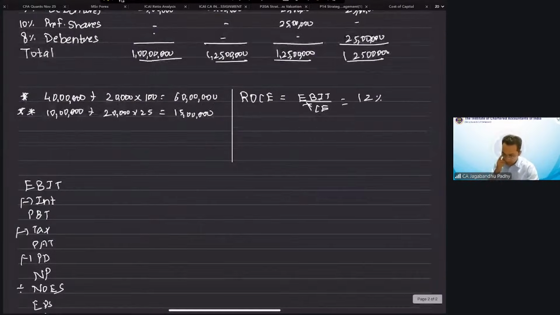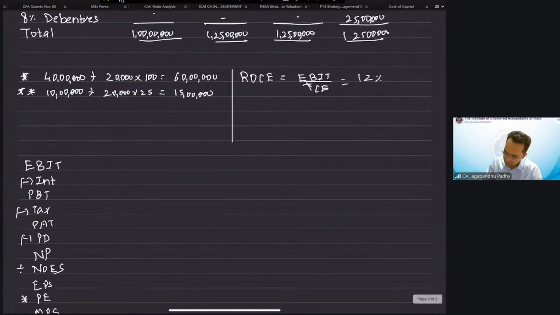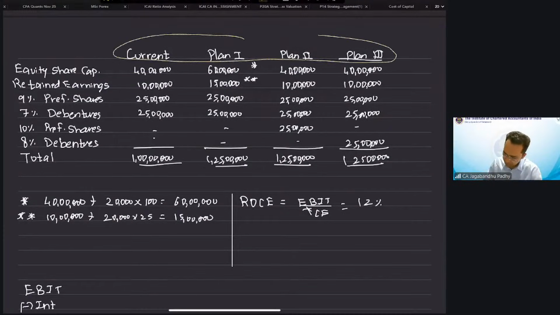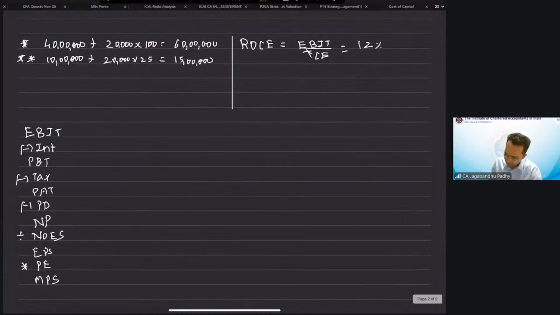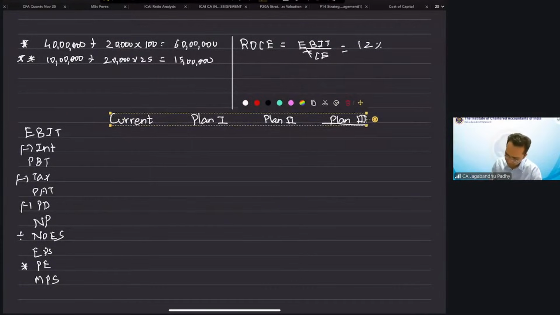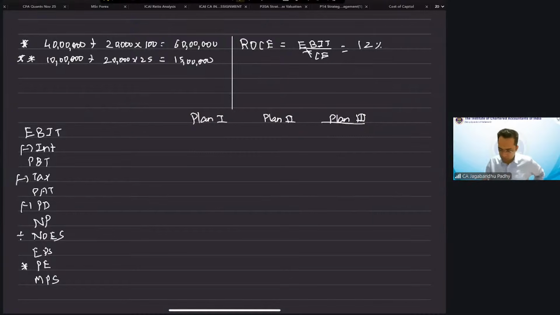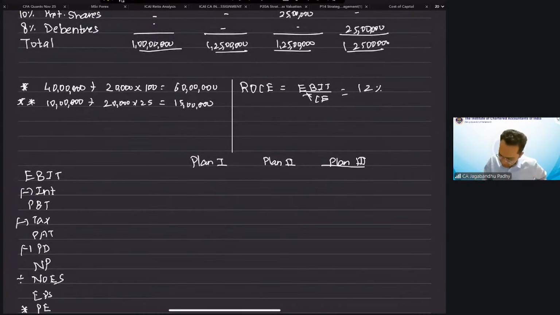So we can calculate EBIT for each of these plans. EBIT is going to be at the rate of 12%. So I can say expected EBIT will be 1 crore 25 lakh into 12%.